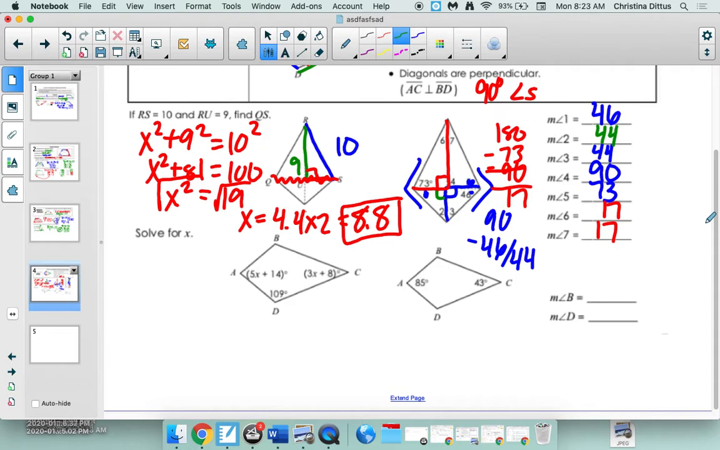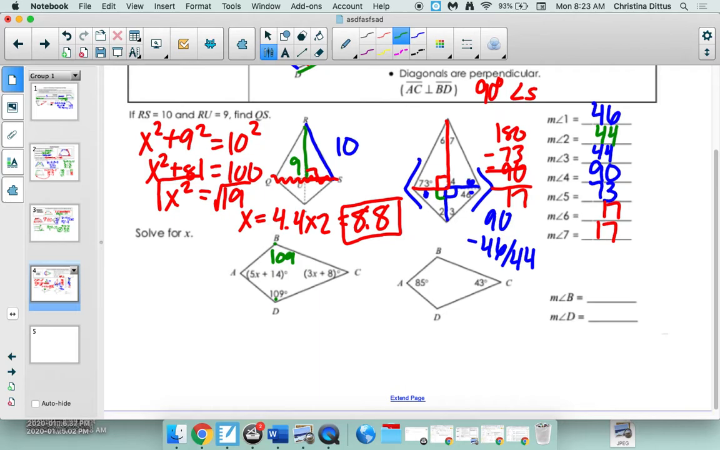Question. How big is angle B? 109. Because I know that these two are the same. Question. Are the things labeled X the same? No, those angles are different. Guess what? Throw back to the first section of this. How many degrees are in a four-sided shape? 360.